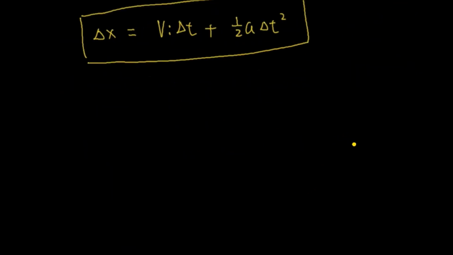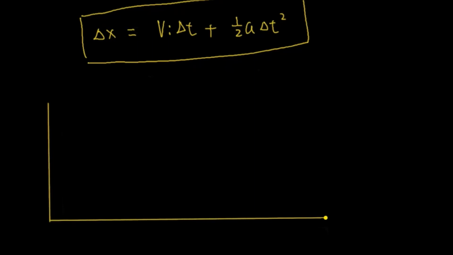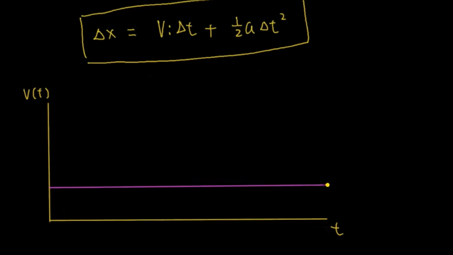Let's look at it from the graph. Let me draw a graph here. Now, this would be a velocity time graph. Let's take a look at this. If there's no acceleration, then the velocity would be constant. So this will be velocity. Let's say this is initial velocity, and it's going to be the same as final velocity because this is constant velocity.